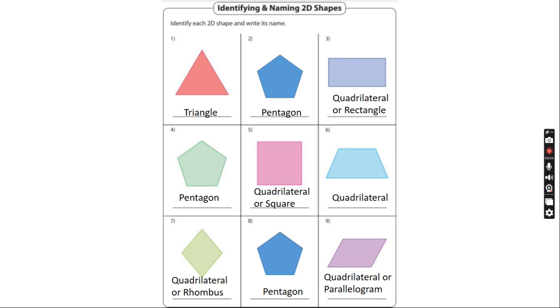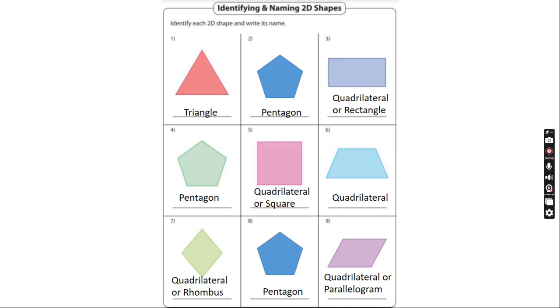The fifth figure has all sides equal. Opposite sides are parallel to each other, and each angle is 90 degrees. It has four vertices, four angles, and four sides. Hence it is called a quadrilateral or square. Then the sixth figure has four vertices, four angles, and four sides. Hence it is called a quadrilateral.